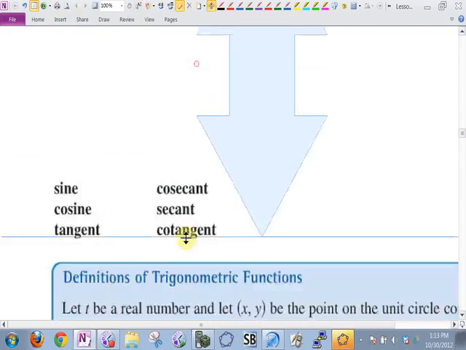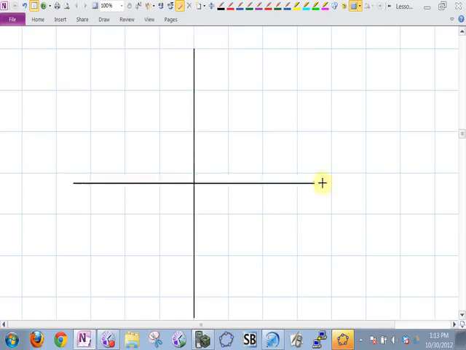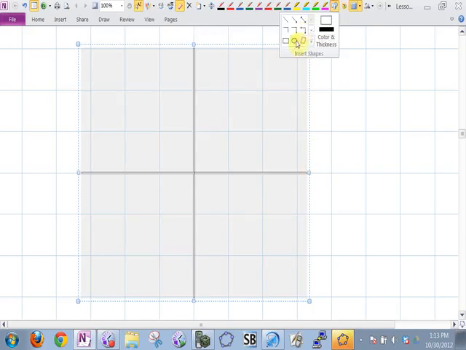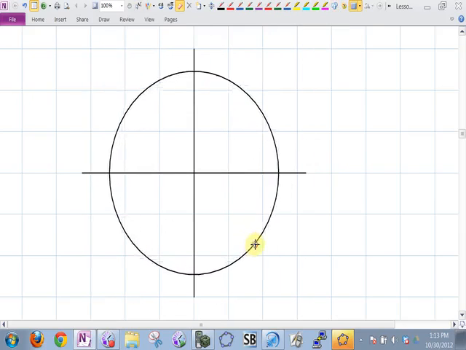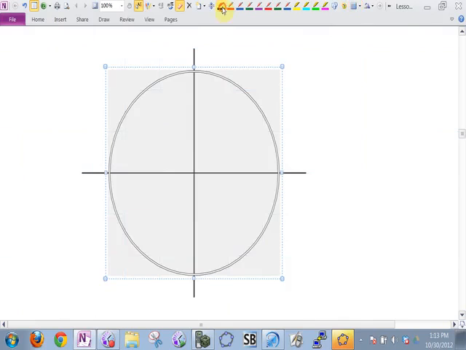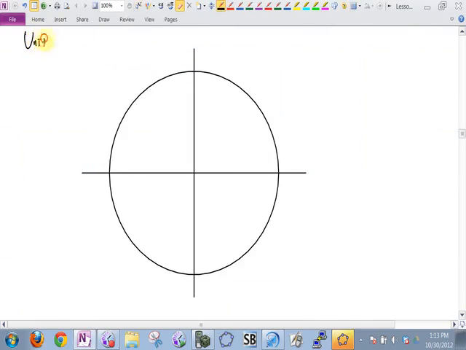Now let's start talking unit circles. So let's graph a set of axes. Let's put a circle on it. Okay, we're going to call this our unit circle. And the reason it's called a unit circle is because it is a circle of radius what? How many? One. Okay, a unit circle is a circle of radius 1.